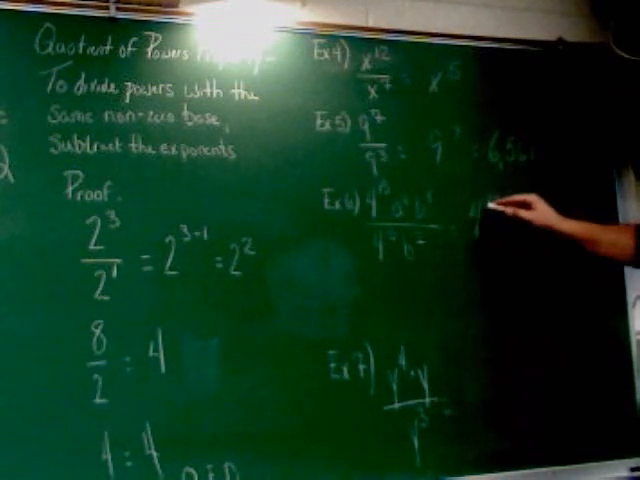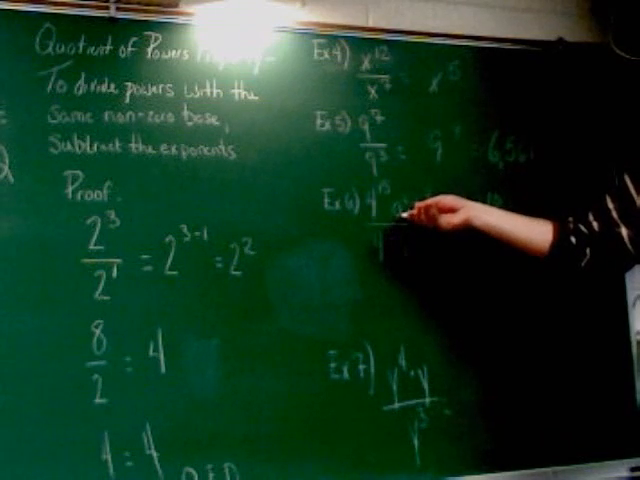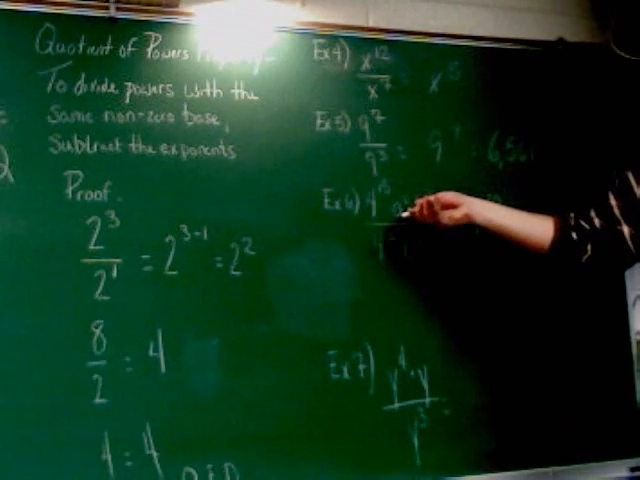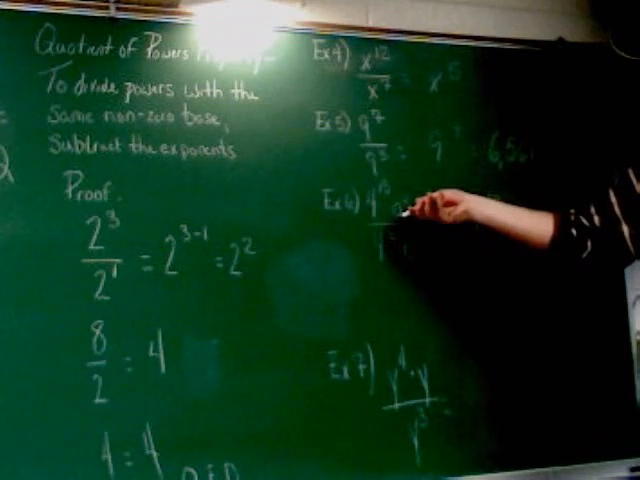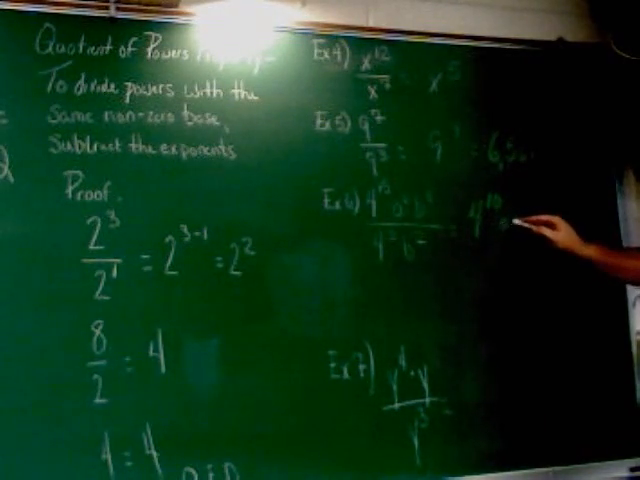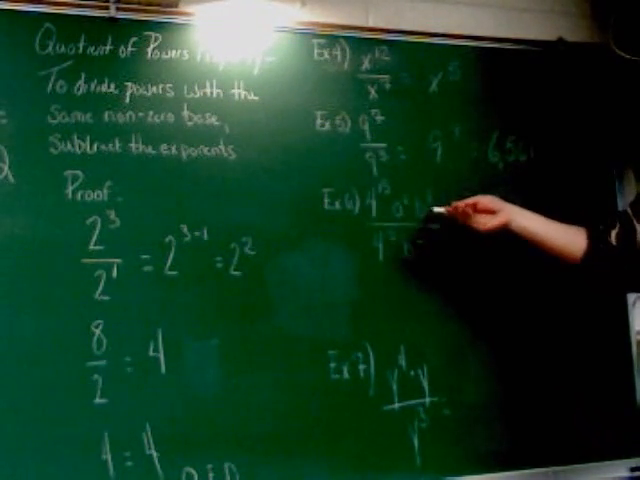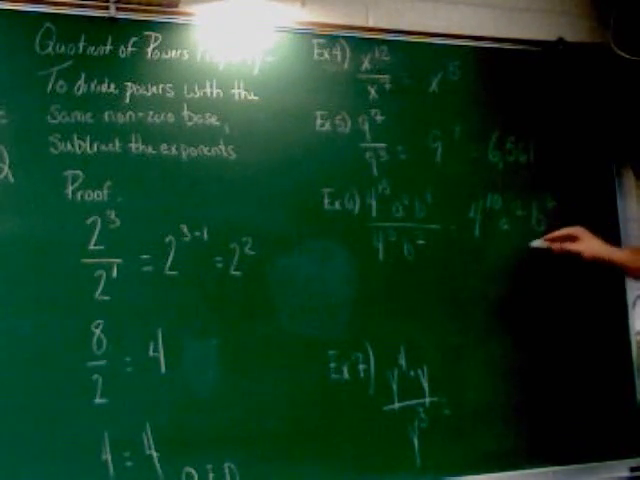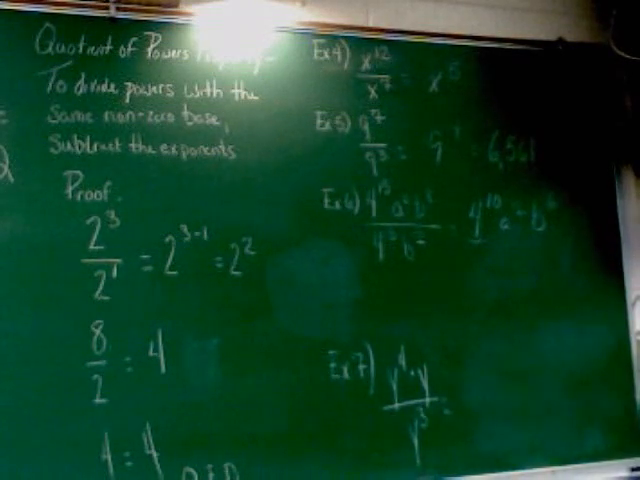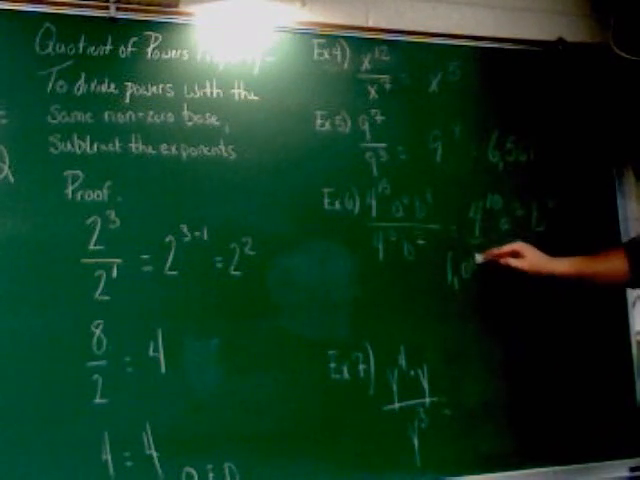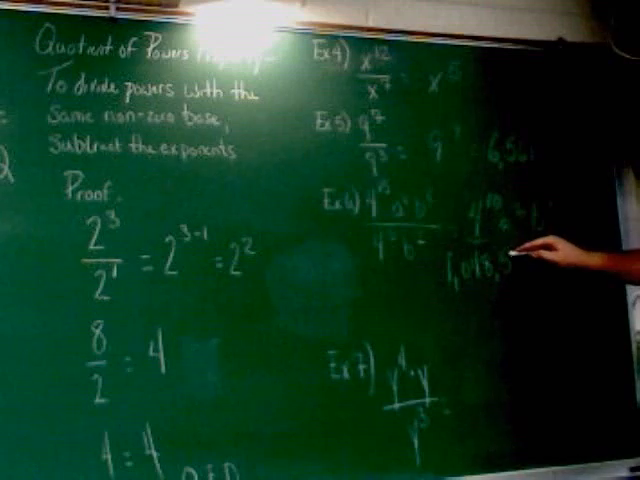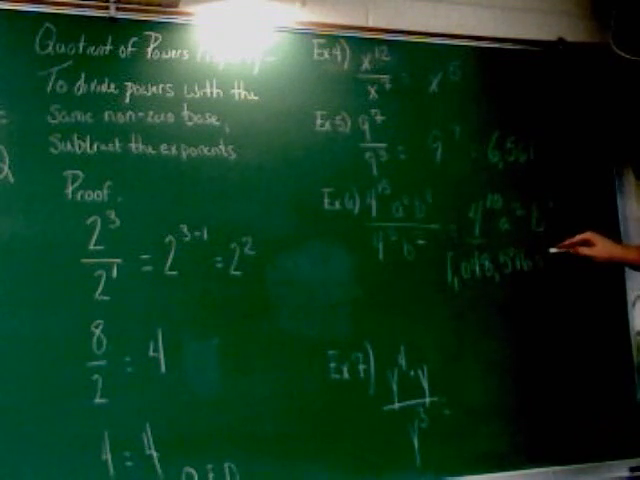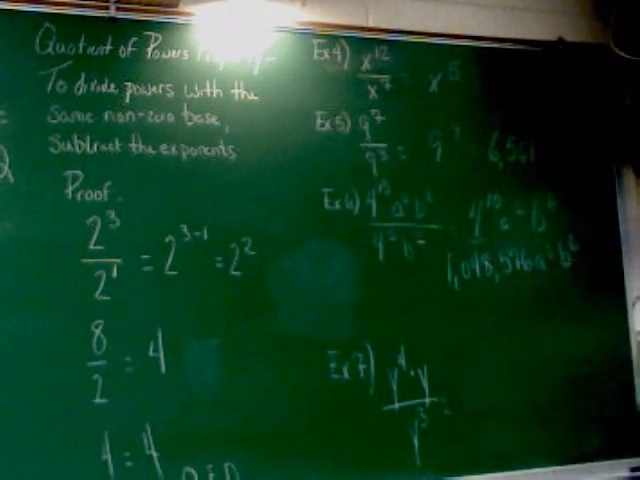Now, notice a squared is unmatched. There's nothing I can do with a squared. So I'm just going to leave it alone. b to the 8th and b squared? b to the 6th. All right, now obviously 4 to the 10th can be simplified a little bit. That's 1,048,576. And then you would have a squared b to the 6th.